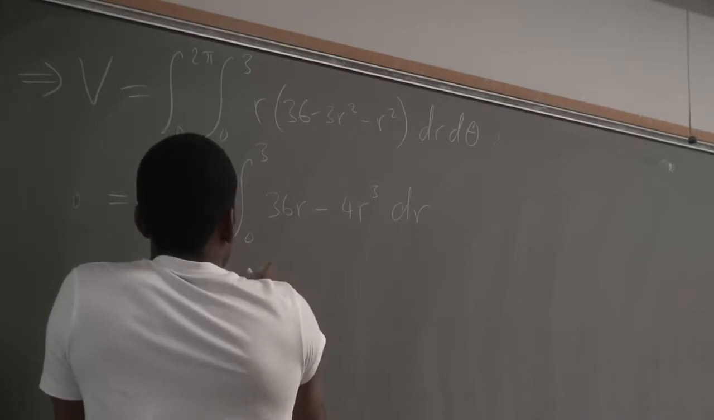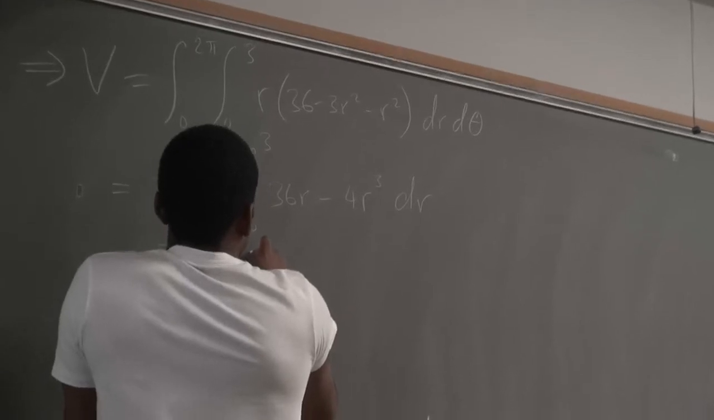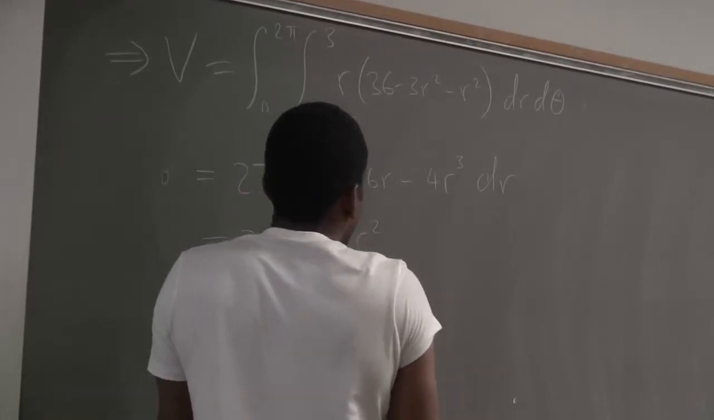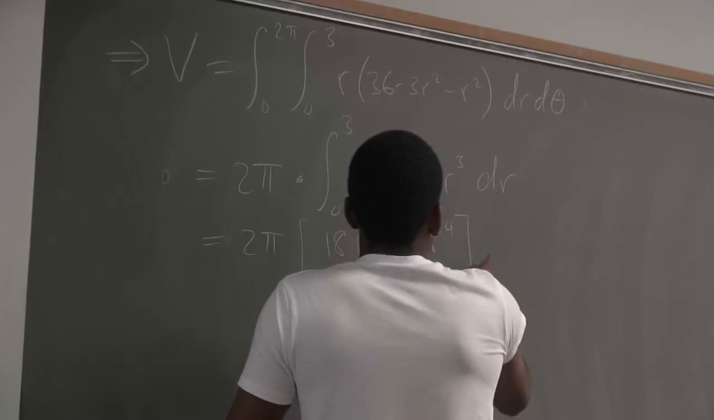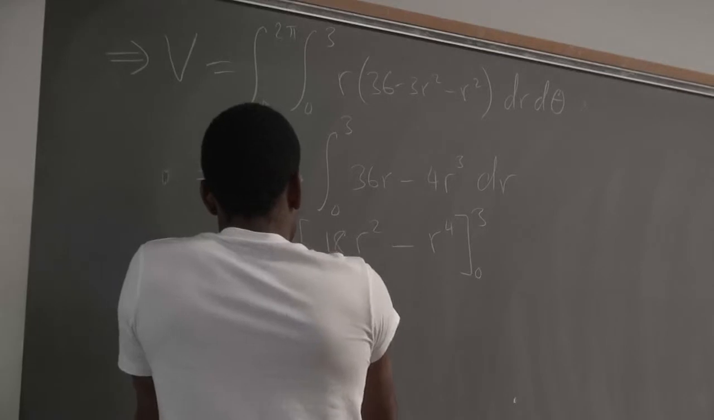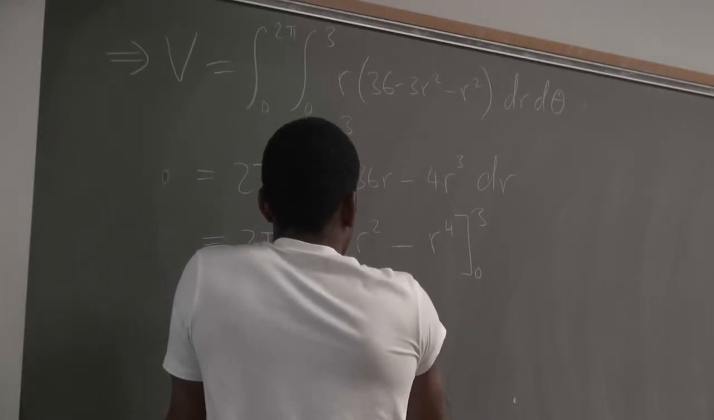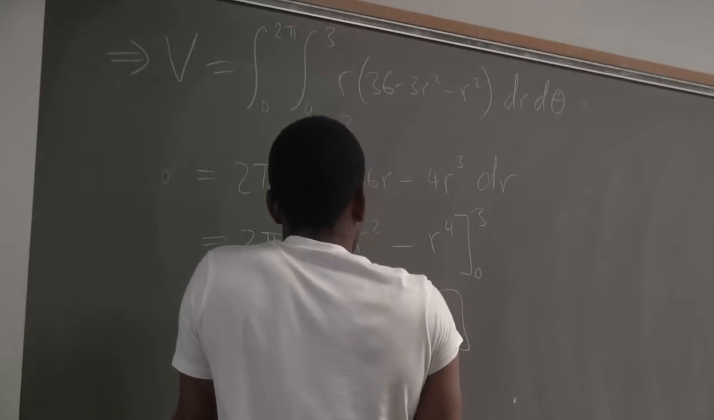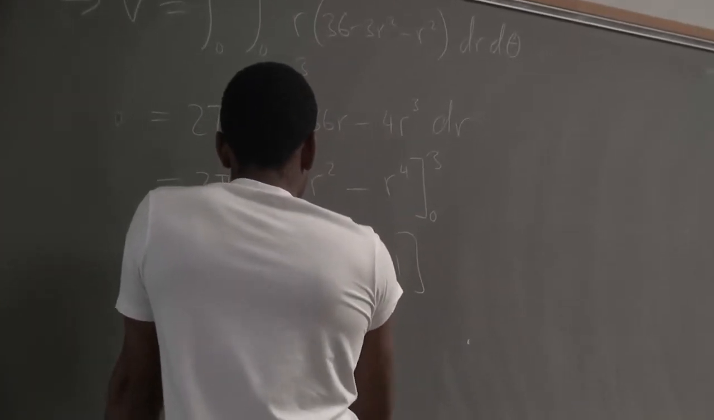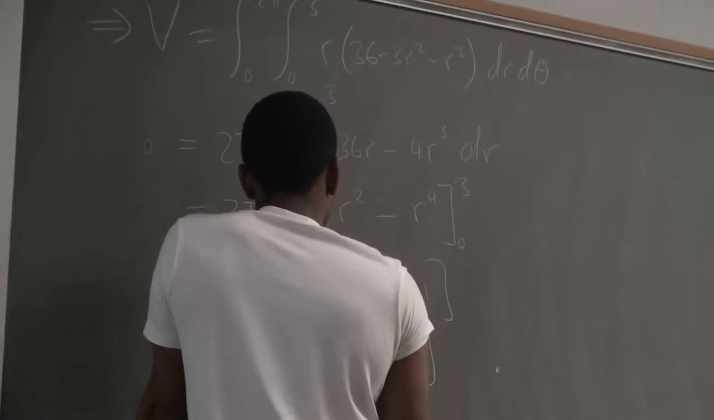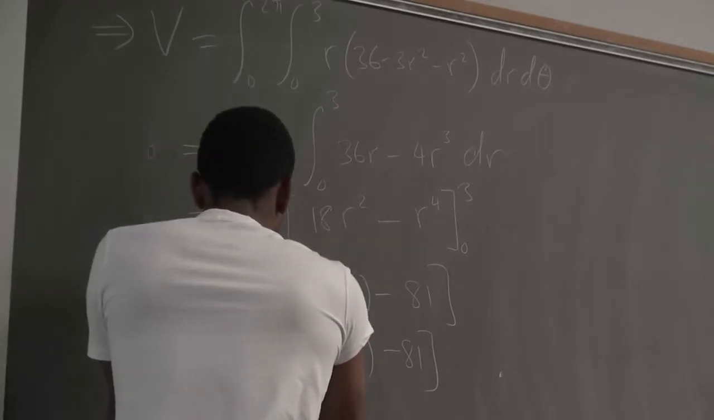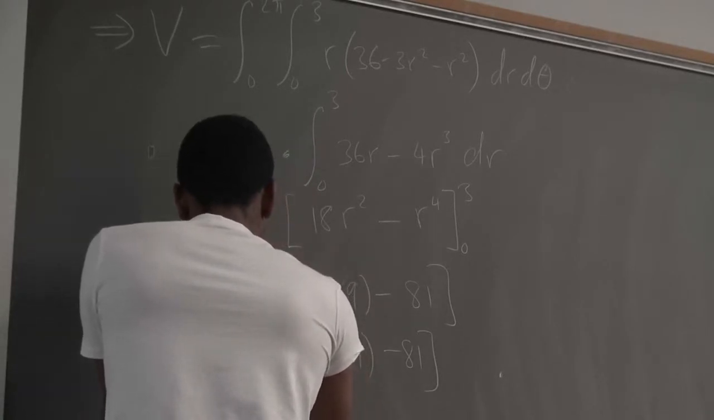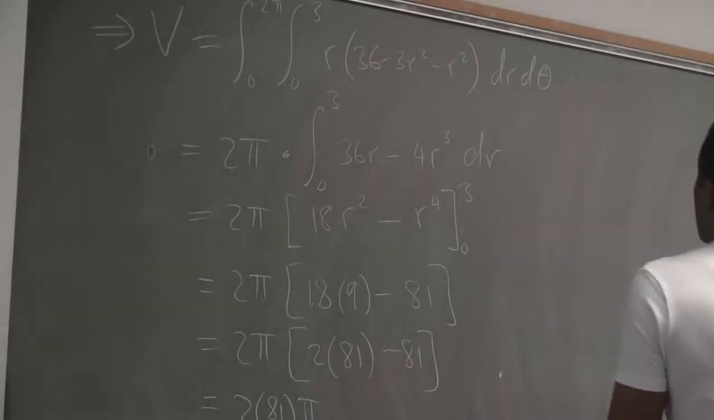So this would be r squared over 2, which gives 18 minus 1/4 times 3. Okay, so this one is actually 2 times 81 minus 81, so that's just 1 times 81. So that is just 2 times 81 pi. 2 times 81 is 162. That's the volume.